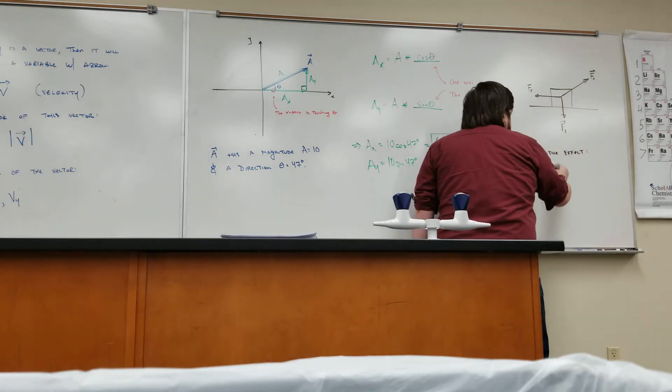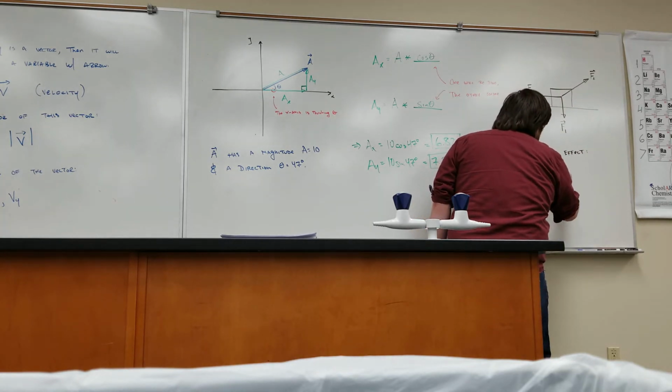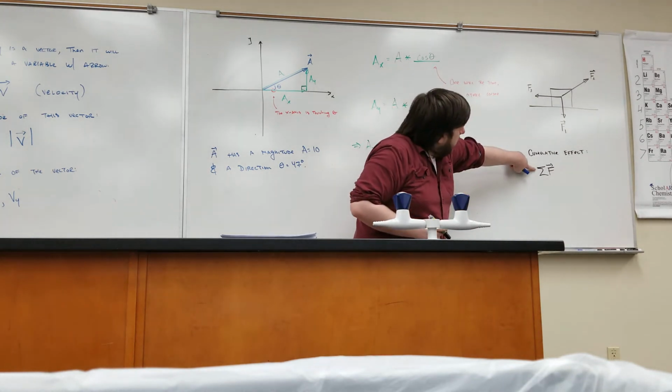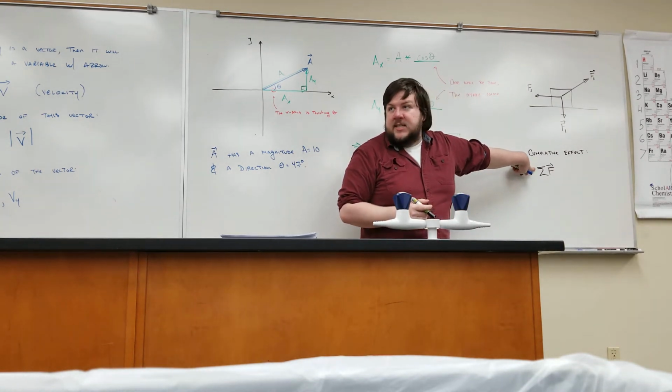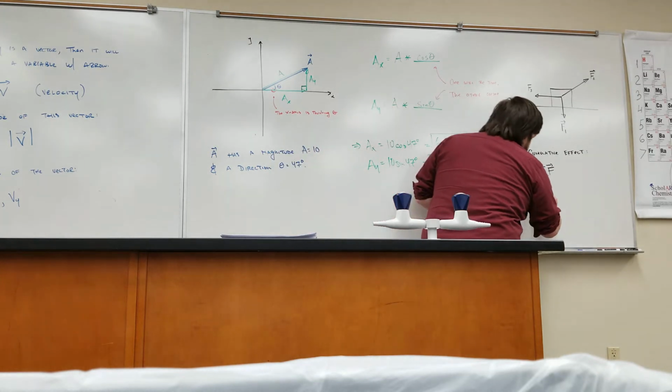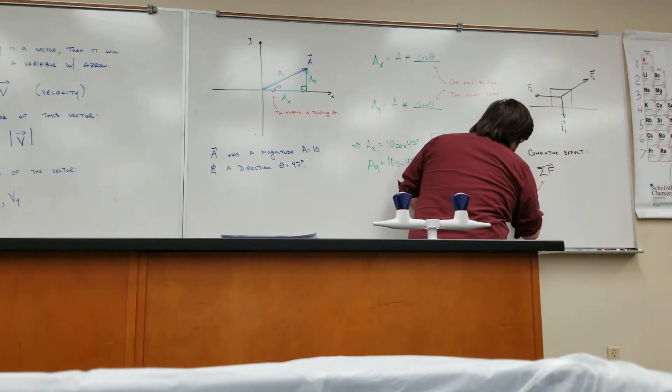The cumulative effect is given by what we call the net force. Okay? This symbol here that looks like an E is the Greek letter sigma. It represents the sum. Okay? This is what we call the net force. And it's a vector.